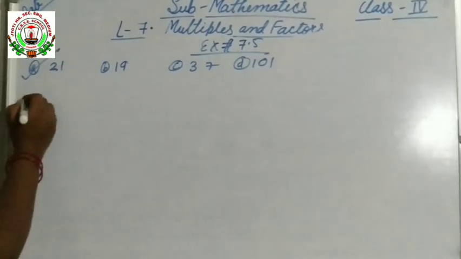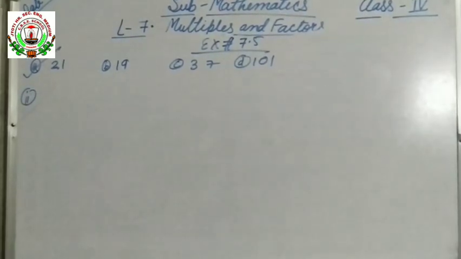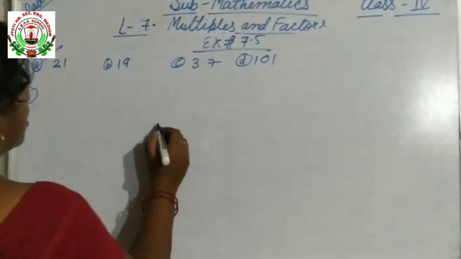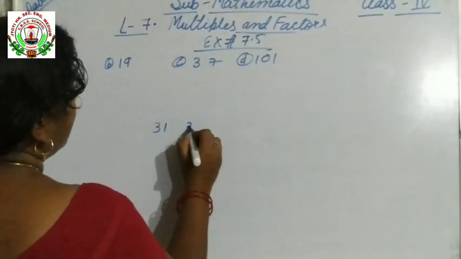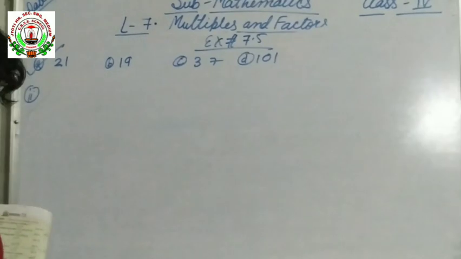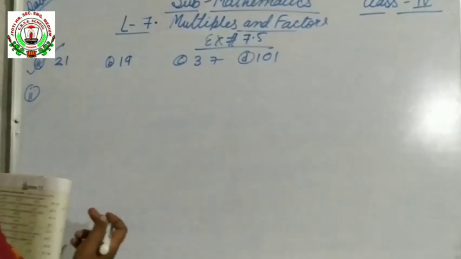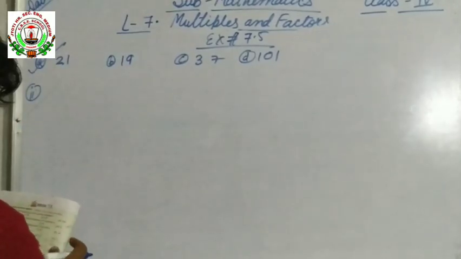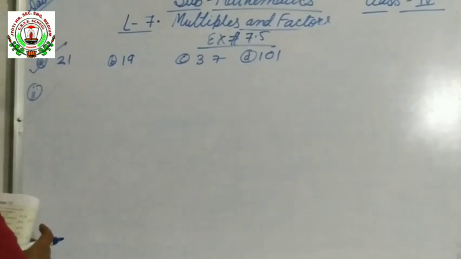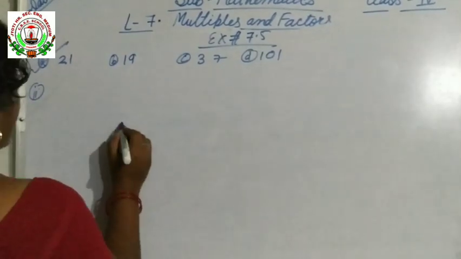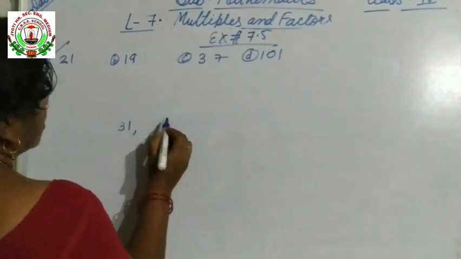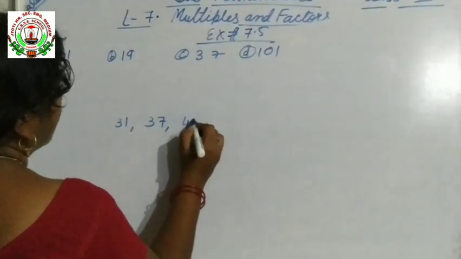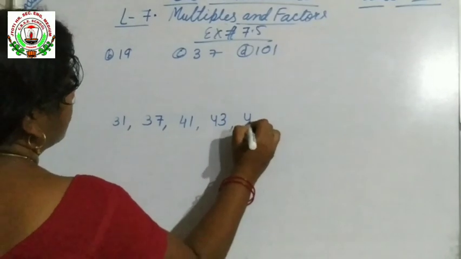Understood? Now number 2, the number of prime numbers between 31 and 50. How many prime numbers are there between 31 and 50? If we write the numbers from 31 to 50, the even numbers like 32, 34, 36, 38 are divisible by 2, so they are not prime numbers, they are composite numbers. So if we look for prime numbers, 31, 33 is also not, 37, 39 no, 41, then 43 and 47.